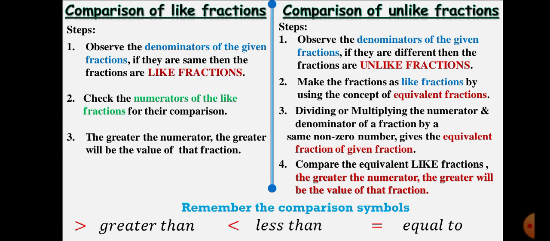So that basically tells you the concept, because if you divide or multiply the numerator and denominator, you can easily get the equivalent fraction. A non-zero number basically means a number that is not zero. Compare the equivalent like fractions. The greater the numerator, the greater the value. When finally the denominators are the same and they become like fractions, the one that has the greater numerator is going to be greater. You also have to remember the comparison symbols: this means greater than, this means less than, this means equal to.